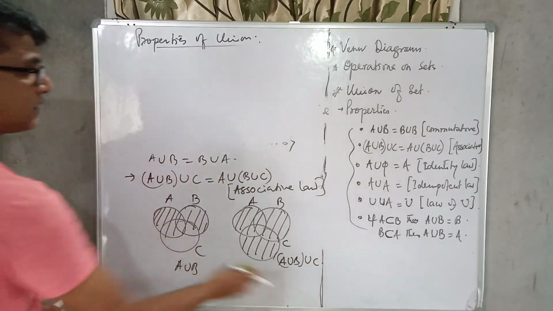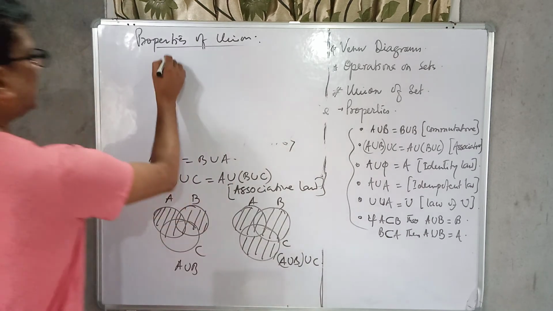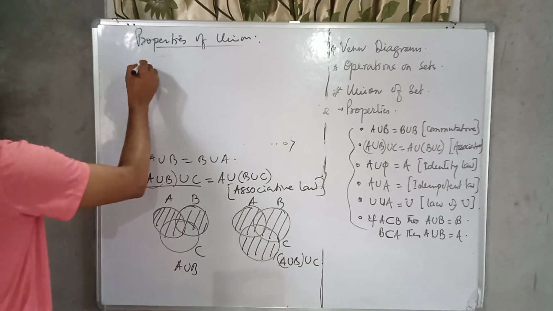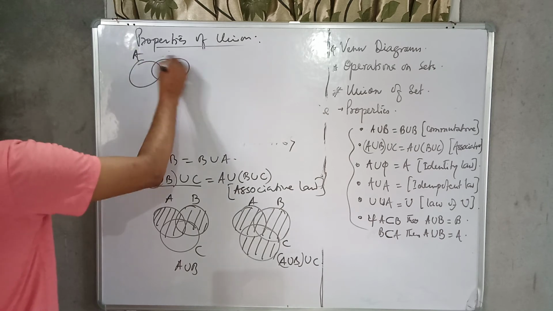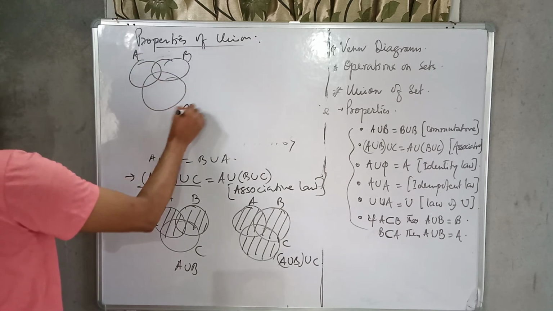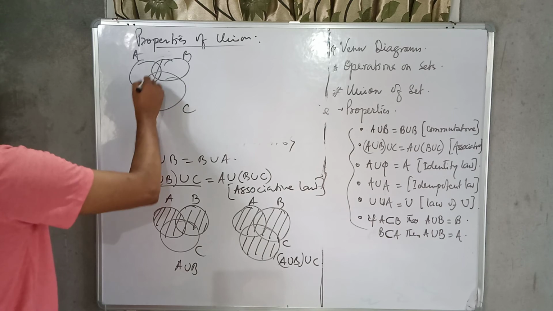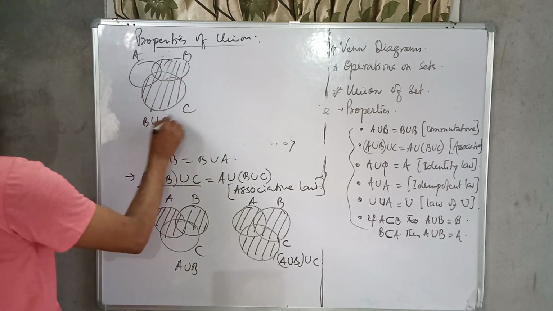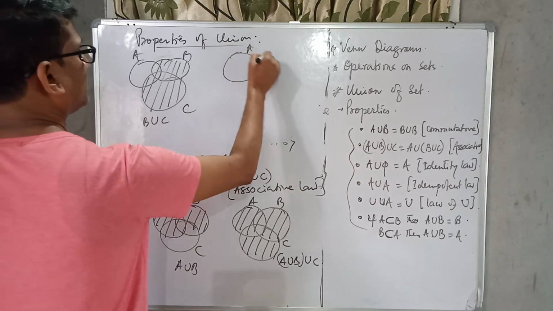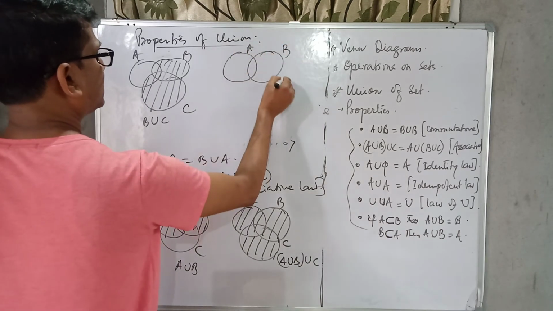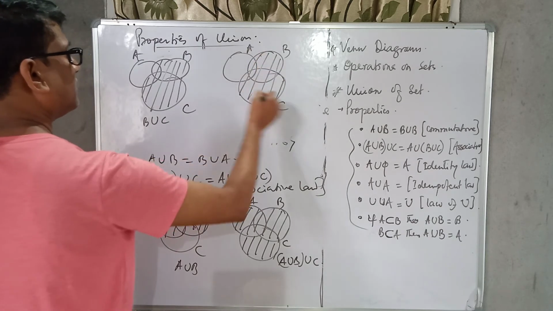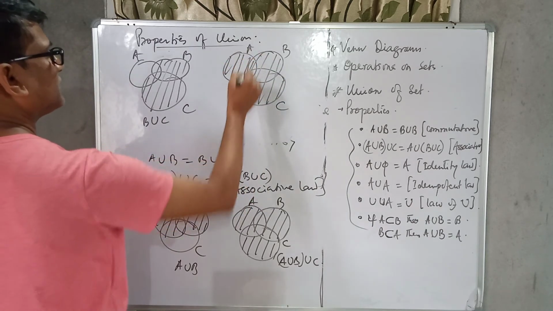This is the left hand side. The right hand side is A union B union C. This is A, this is B, this is C. So B union C. What is B union C? This is B union C. And this is A, this is B, this is C. B union C, already this part, and again union with A, this part will also come.